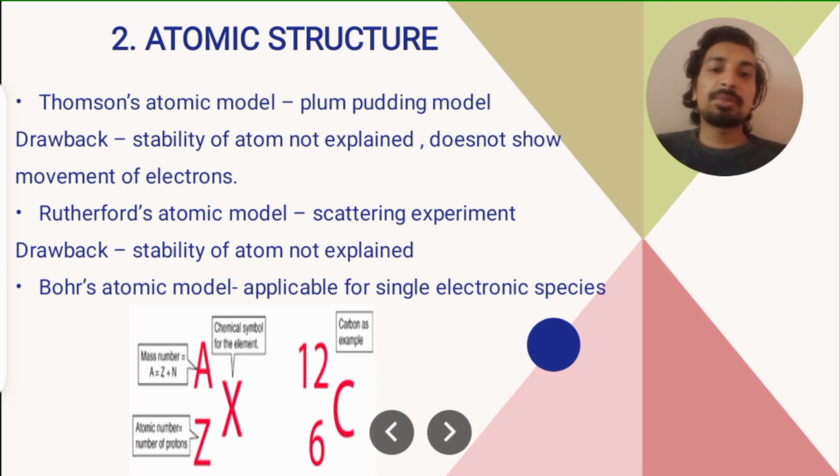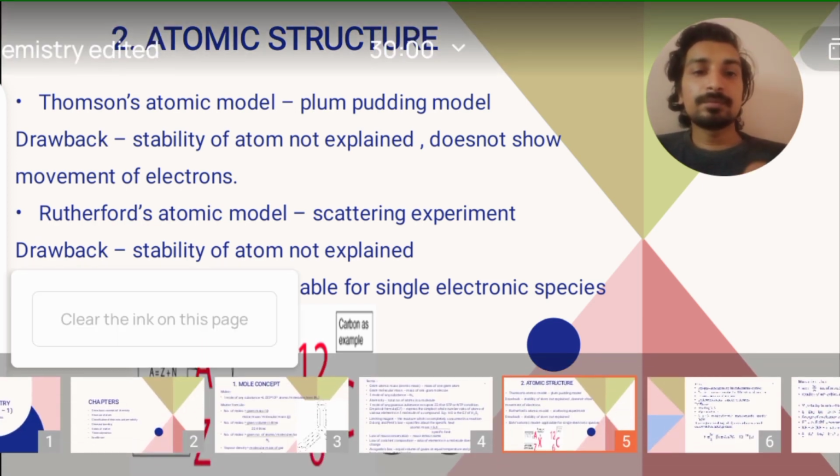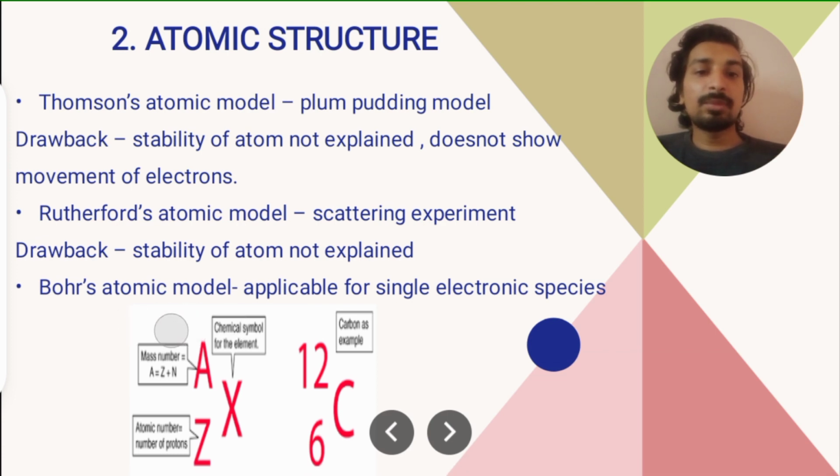And then Bohr's atomic model. What did Bohr's atomic model tell us? Bohr's atomic model is applicable only for single electronic species. He told that in the center there's a positive charge and around that electrons are revolving. So basically it is the structure of the atom that you study. He gave a similar structure, but only for single electronic species.